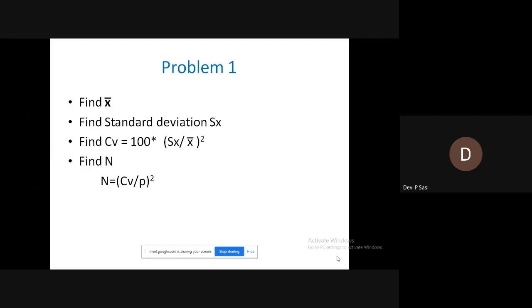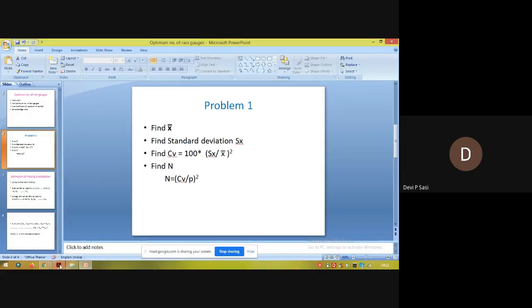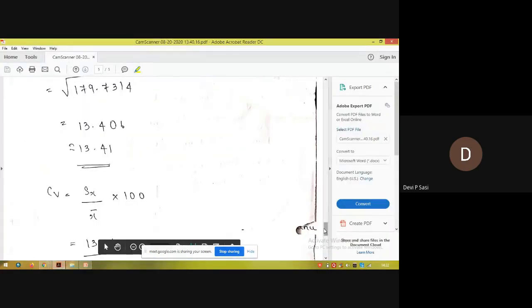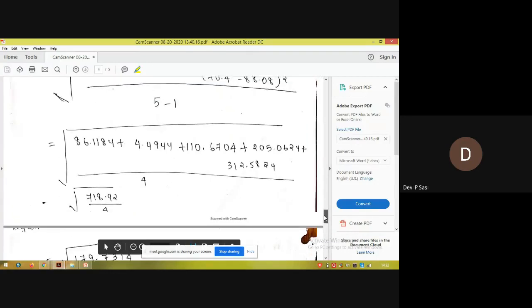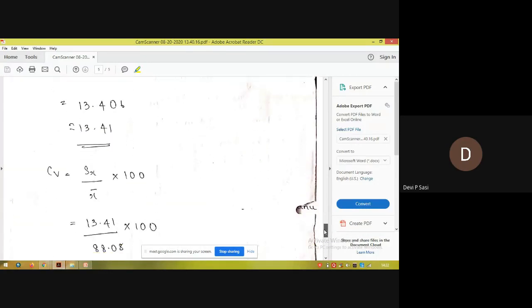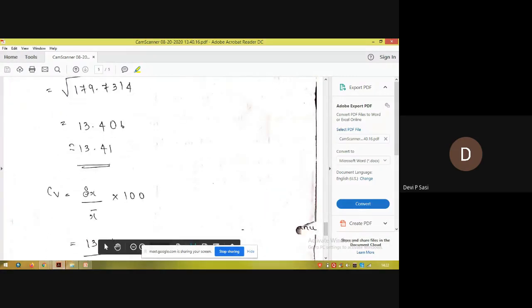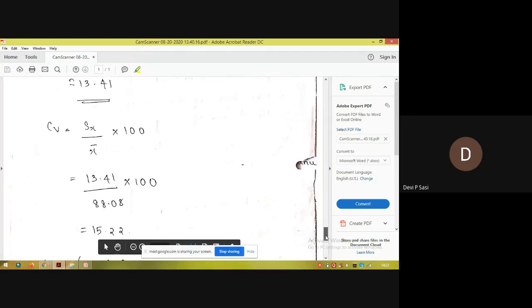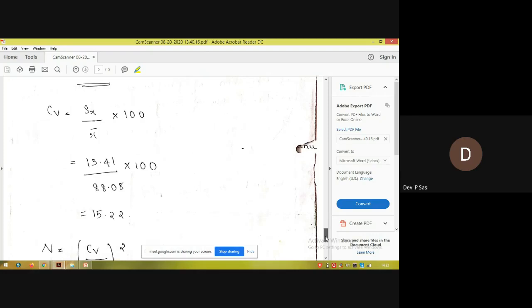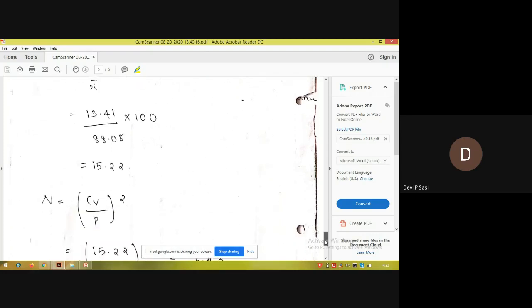Then the third step is to find Cv. Cv is given by Sx by x bar multiplied by 100. So let's do it. What is the value of Sx obtained? Sx obtained is 13.41. And what is the value of x bar obtained? It is 88.08. Therefore, Cv is equal to Sx by x bar into 100. You substitute the values. So 13.41 divided by 88.08 into 100. So it will be 15.22.